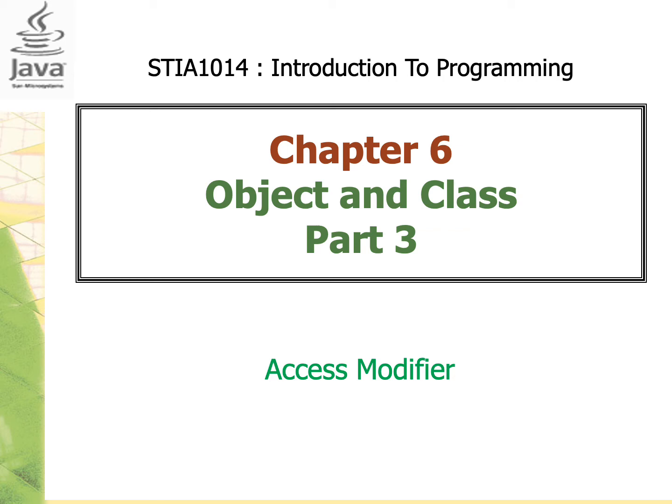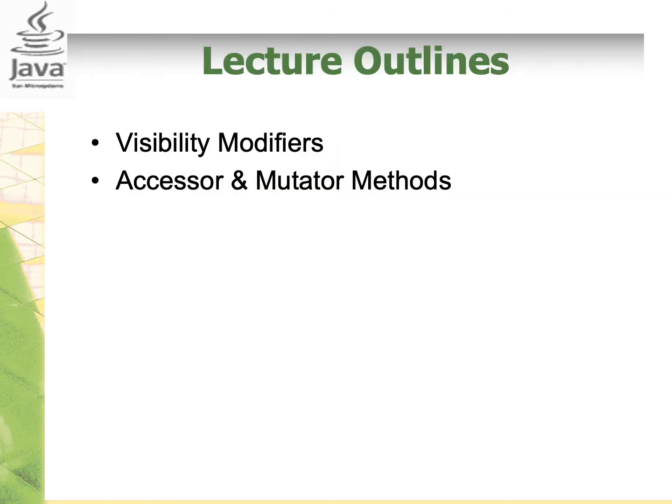Assalamualaikum and hi everyone. Let's continue with the third part on topic 6, which is on access modifier. In this part, we will learn about the modifiers such as public, default, protected, and private. We will then learn how we can access and modify private data using accessor and mutator methods, which are also known as getters and setters.